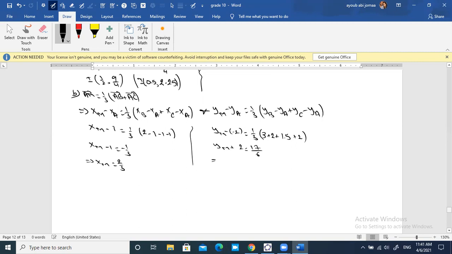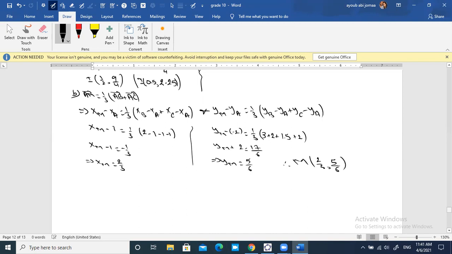So y of M equals 17 over 6 minus 2, which is 5 over 6. Therefore, point M has the coordinates (2 over 3, 5 over 6).